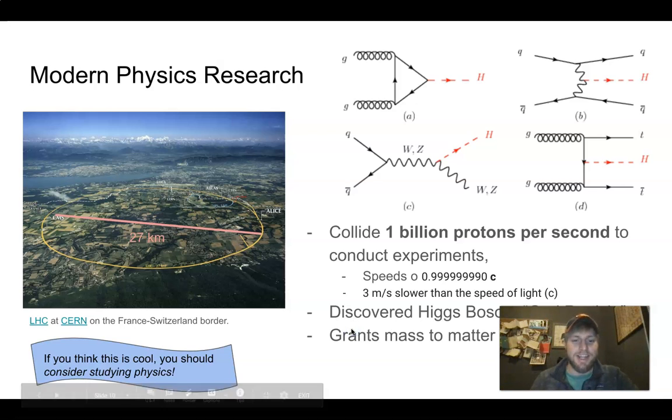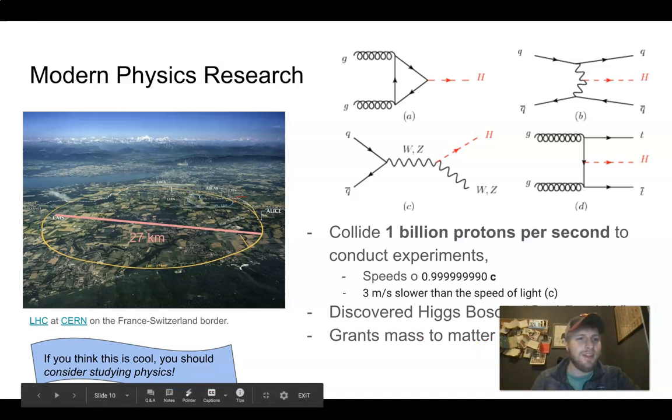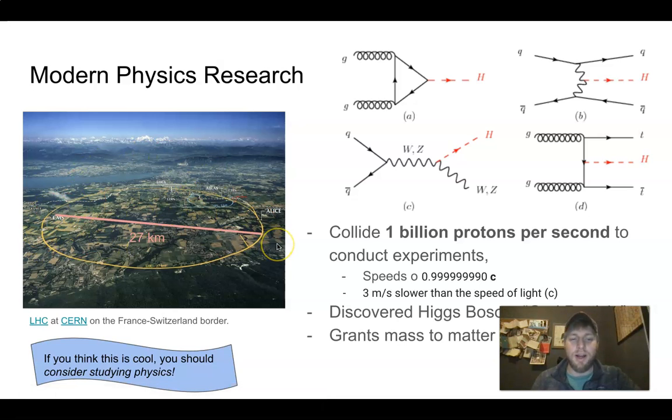While we're on a little bit of a tangent there, if you're curious, what do modern physicists do? Well, this is the kind of thing that they look at. They build enormous 27-kilometer wide particle accelerators where they collide 1 billion protons every single second to conduct their experiment. And they can get them to speeds of 0.9999999 c, or to put that in context, just about 3 meters per second short of going the speed of light. So these things are going super fast. In fact, one of those protons has about the same kinetic energy as a fastball in Major League Baseball.